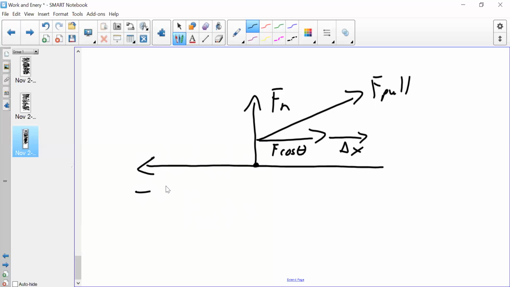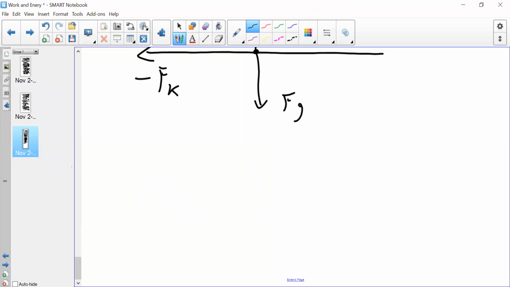we know that the work done by friction is going to be negative. It's going to be 180 degrees opposite the displacement, and then force of gravity. So let's get the work that's done by the normal force, if we can.